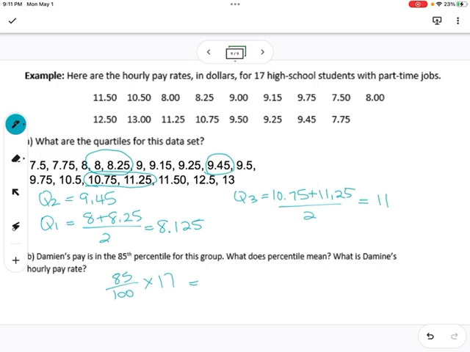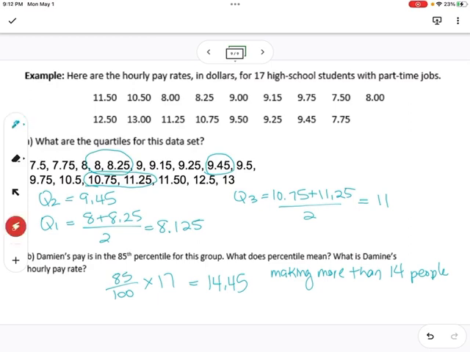So when we say 0.85 times 17, we get 14.45. So that means that Damien is making more money than 14 other people. So because Damien is making more than 14 other people, that means he is at position 15 in our list of data.